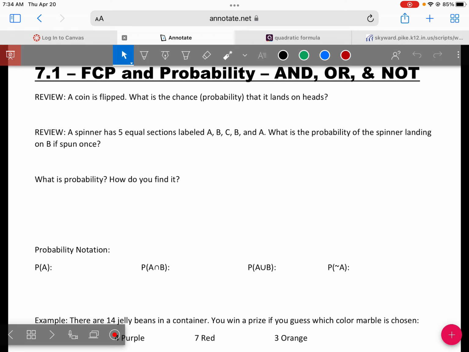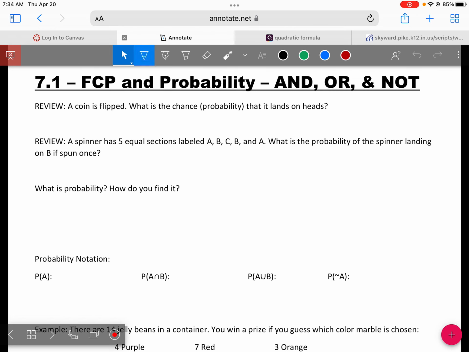All right, so review. A coin is flipped. What is the chance or probability that it lands on heads? Okay. I'm hearing 1 out of 2 or 50%. Page 10. This is page 10. So how do we get that?